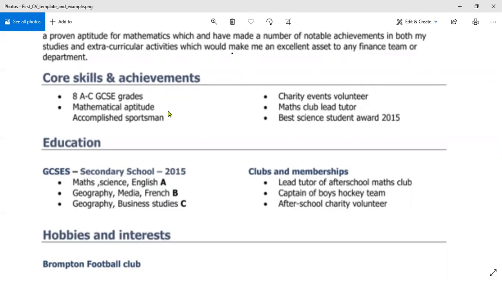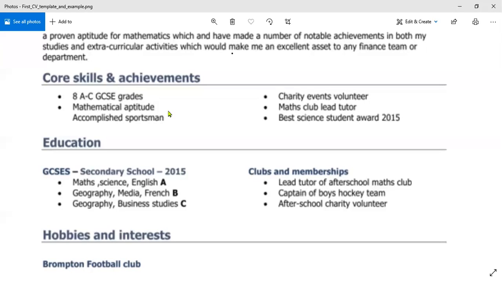These are your achievements. You see, charity events, volunteering is that you willingly do something without pay or recompense, like for free, okay? So he also worked with charity, like he took part in charity events voluntarily. Mathematics aptitude, right? He's good at mathematics. He's an accomplished sportsman as well. He plays sports as well. So if you play any sports, you can mention it in your achievements. But if you have won any match or tournament, or if you were part of a college team or the captain of the team, you can mention it over here.